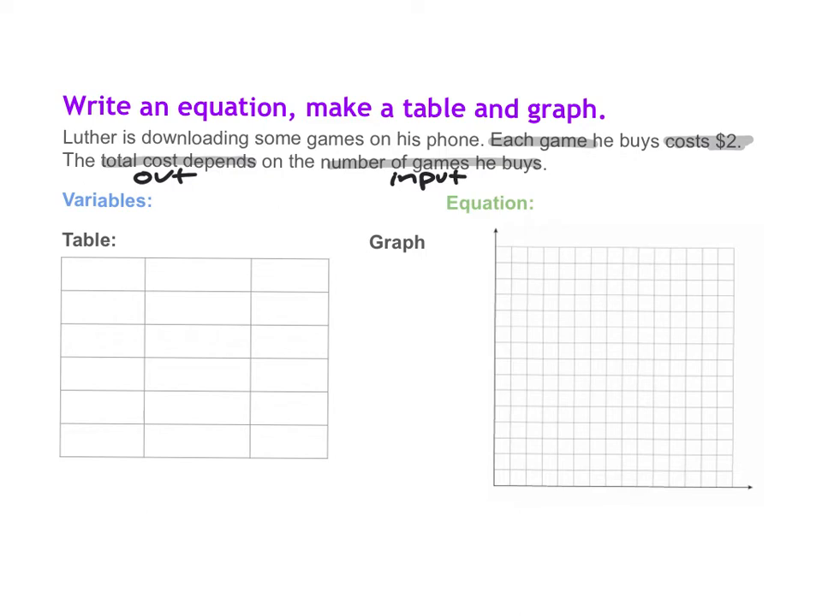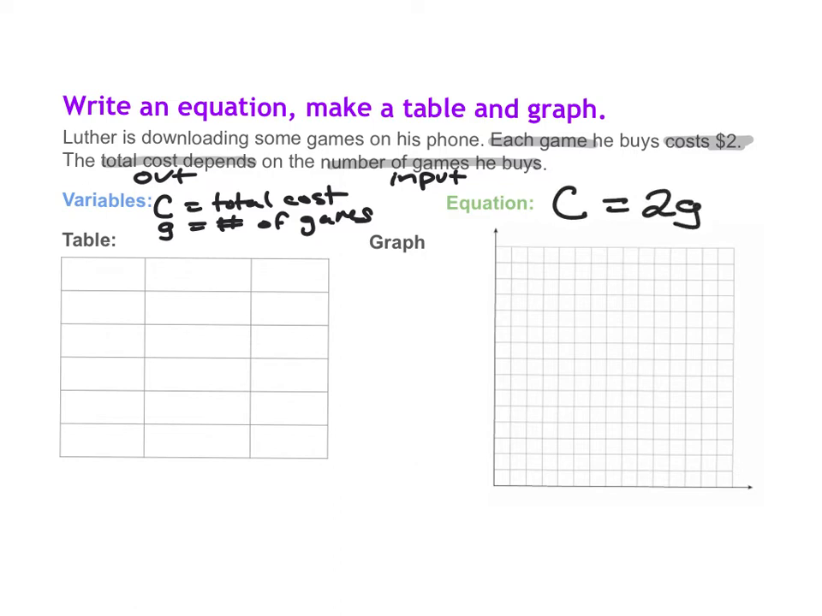So now our variables, and again, you can do different letters if you'd like. So I could say C represents total cost. And then I can say G is the number of games he buys. So then the equation would be represented by the total cost is $2 per game. So right, he buys 1 game, it's $2. He buys 2, it's 4. That input output. So we can use that equation to help us make a table.